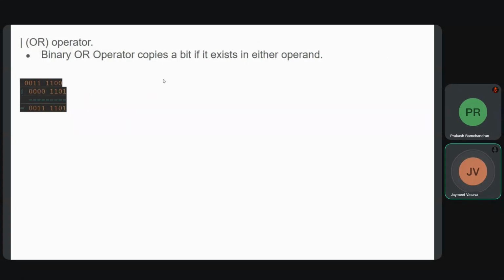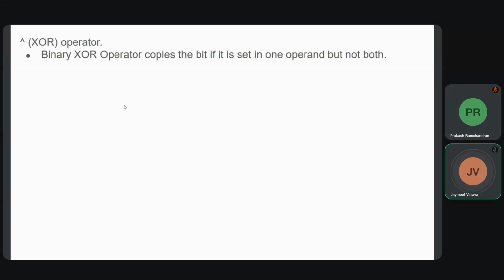Now the OR operator copies a bit if it exists in either of the operands. So you can see that if either happens to be 1, it gives us 1. Then the exclusive OR we will be seeing in detail within the program. It copies the bit if it is set in one operand but not both.